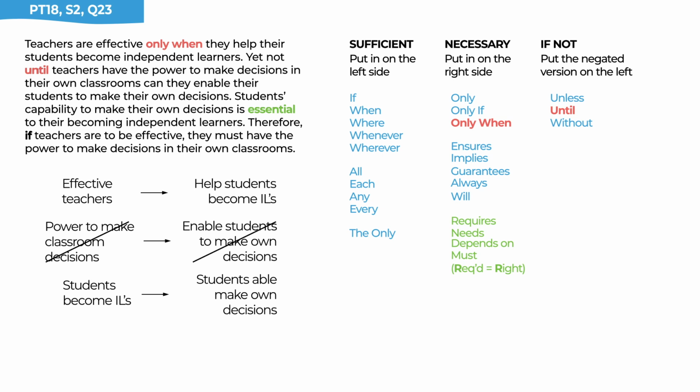We can read conditional statements as the left side requires the right side. So I can read this conditional as becoming an independent learner requires that they're able to make their own decisions. Lastly, the final sentence uses if, the classic, put it on the left side. So if teachers are effective, then they must have the power to make classroom decisions.